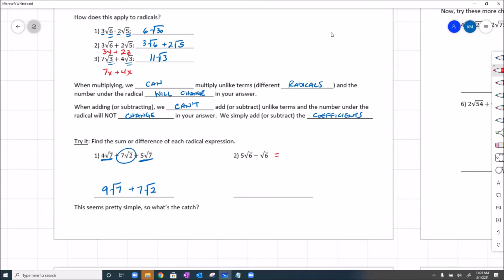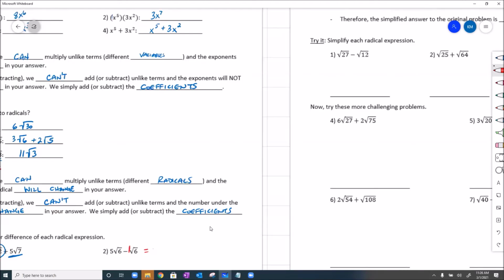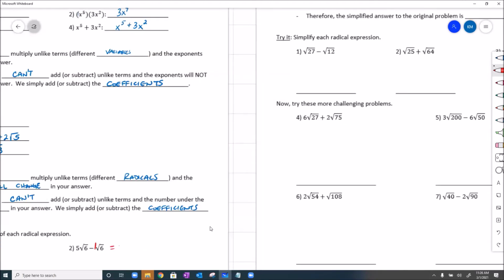It'd be like if I said I had 5 apples minus an apple, what do I have? You wouldn't say 5. Okay, it would still be a number of apples. Okay, I have 5 radical 6s minus 1 radical 6. 5 minus 1, 4. And they're still radical 6s. Okay, so it seems pretty simple. What's the catch? Let's run into some more complicated things here.